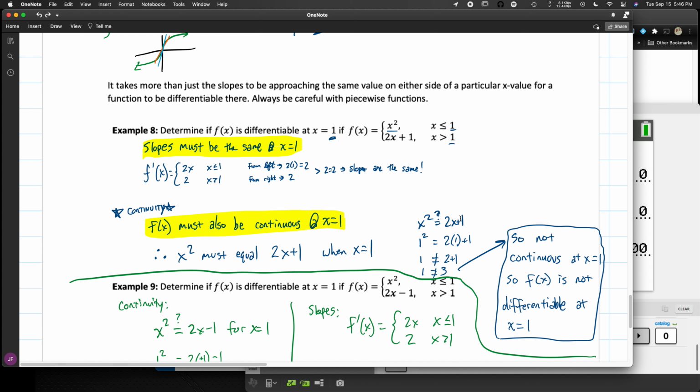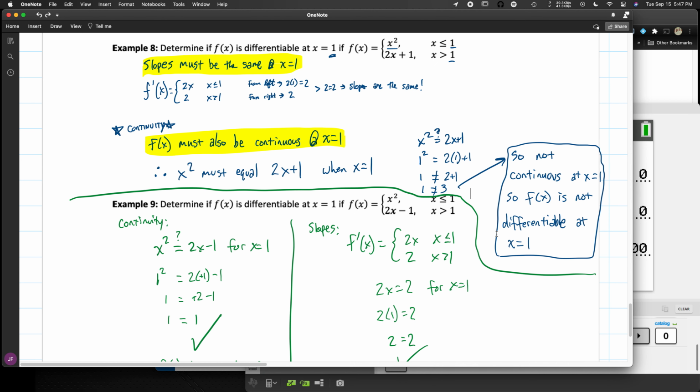Set them equal to each other, substitute in that 1 for x, and in this case, we've got one side with a height of 1, one side with a height of 3, so they don't link up. Those train cars don't hitch up. So because it's not continuous at that point, it can't be differentiable. For a problem like this, you want to show each of these two main pieces, and then you want to explain yes or no and why.